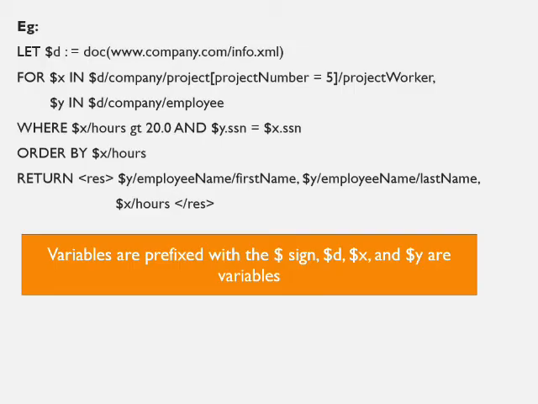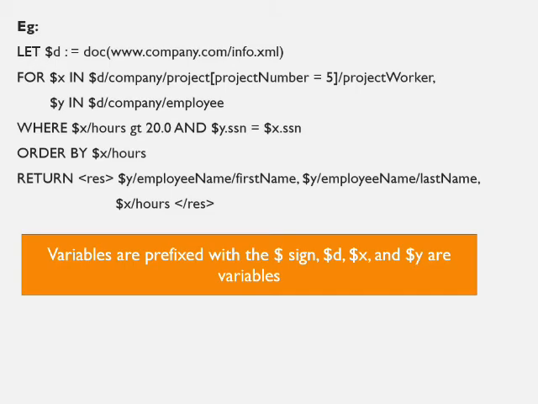Let's see an example of XQuery to retrieve the data from the web document. We use the five main clauses over here: let, for, where, order by, and return. The variables are prefixed with the $ sign. $d, $x, and $y are the variables used in this example. $d is assigned to the document file name stored in the location. The for clause is used for each of the individual elements in a sequence. $x has to satisfy the condition on $d in an XPath, and $y has to satisfy the condition on $d in the XPath.